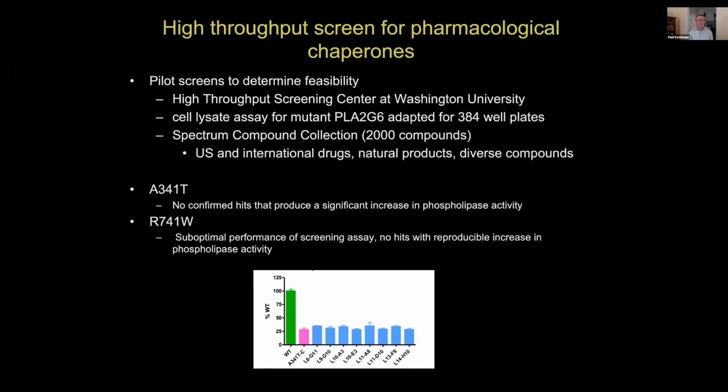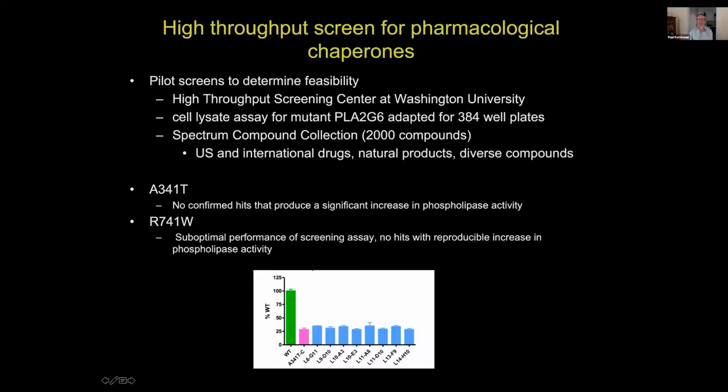So one initial goal in the project was to use these assays and develop them to the point where we could do screening. With much effort to optimize the assay, working with the high throughput screening center at Washington University, we scaled up the assay and adapted it for 384 well plates, and pursued a pilot feasibility screen using this assay. Could we identify a compound or compounds in a library, a collection of compounds, that might have the desired effect, would enhance the activity of the mutant protein?